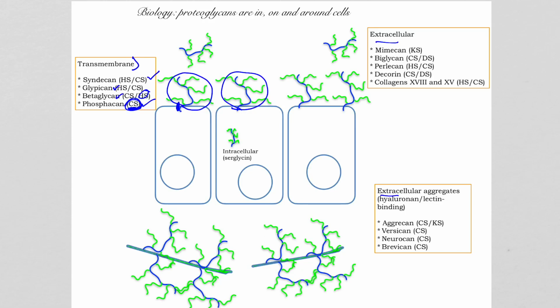Very interesting, recently they've also discovered that there is actually a proteoglycan inside cells, intracellular, and that's called serglycin. It's an intracellular proteoglycan, very rare. This is one example that has been seen inside cells, and we'll talk about it in a few seconds. So as far as the biology part, proteoglycans are everywhere around cells, so it's not surprising they can do many, many, many things for cells.